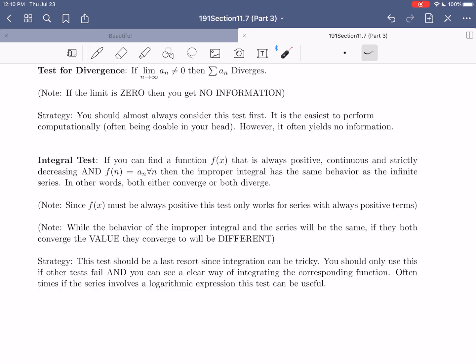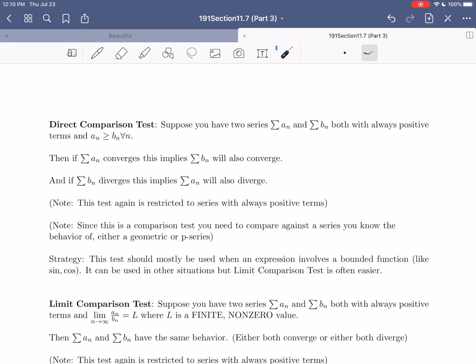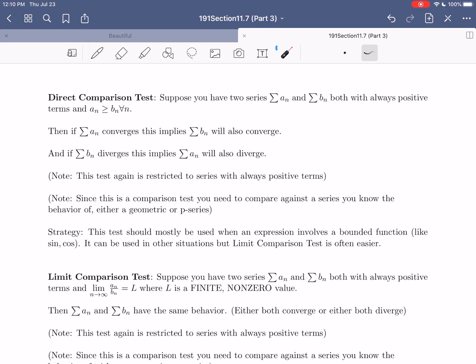All right, let's continue from there. We had some comparison tests. So these came from 11.4. We had the direct comparison test, which said that if we have two series, some a sub n and some b sub n, both with always positive terms, and we're going to assume that the terms of a sub n are bigger than the terms of b sub n.